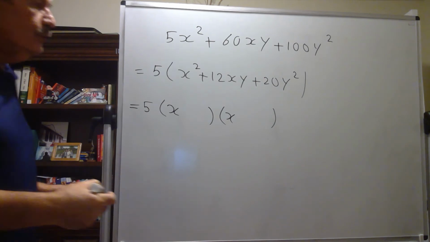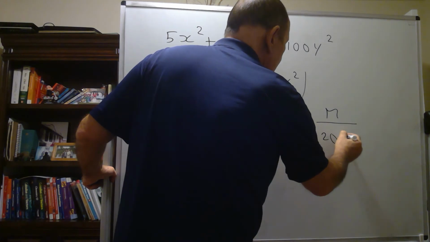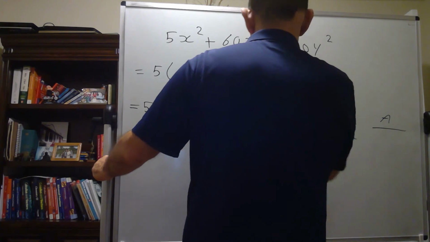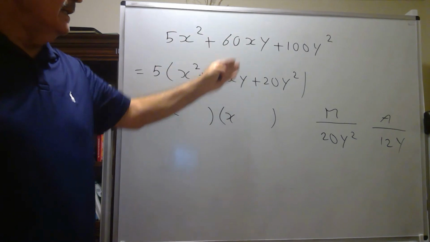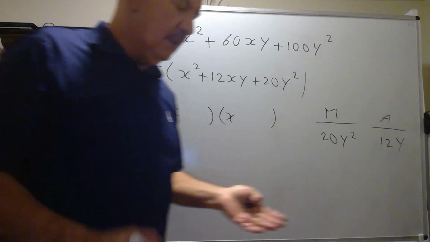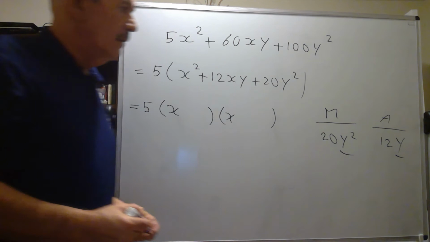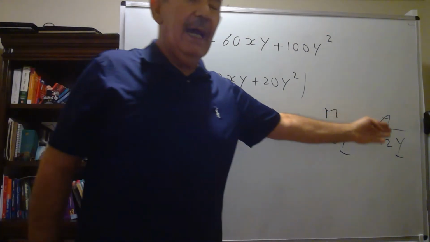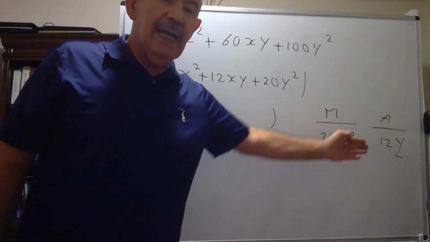Then we have to find 2 numbers. When we multiply them, we get 20y squared. When we add them, it's going to be 12y, because the x is here. As I told you, I can ignore this y for now. I have to find 2 numbers that multiply to get 20 and add to get 12.